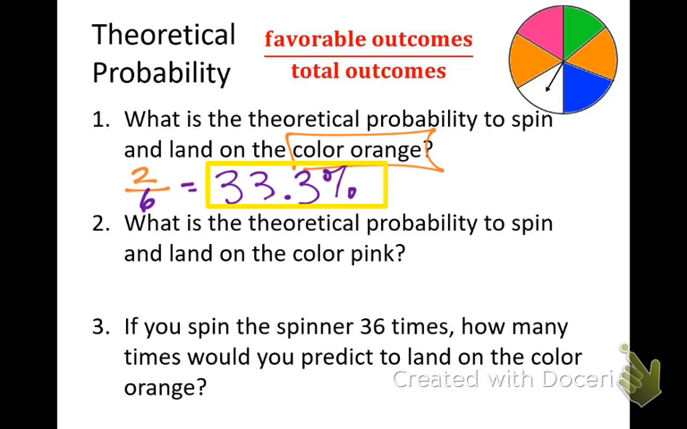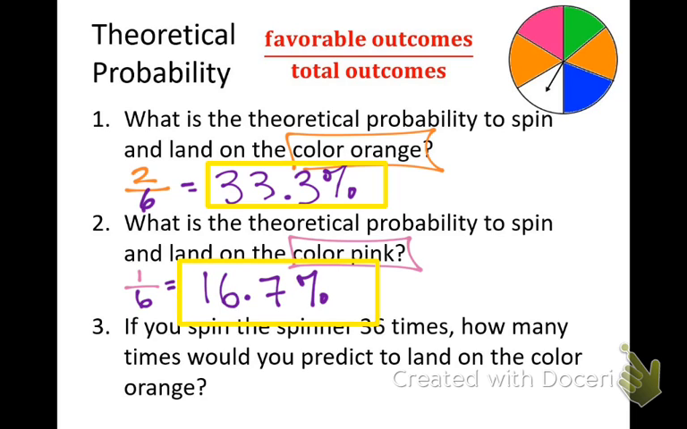Number 2, what's the theoretical probability to spin and land on the color pink? Well, how many favorable outcomes are there to land on pink? 1 out of how many? 6. And 1 over 6 is? I want to say 16.7. Does anybody want to check that? Okay, 16.7. Perfect.